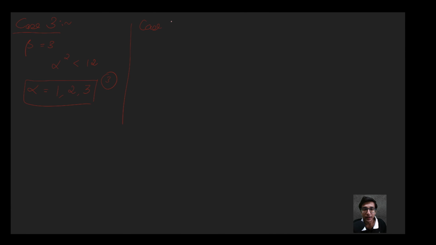Let us look at another case, which is case 4, where beta is equal to 4. So my alpha square has to be less than 16. So what are the values that I can choose for alpha? Again it will be just 1, 2 and 3. I cannot choose 4 because 16 would not be less than 16. So here also we get 3 values.